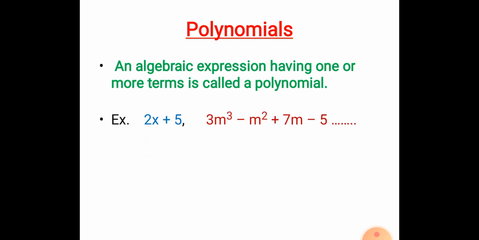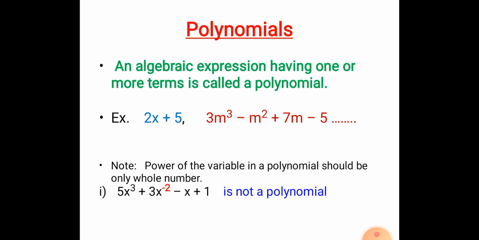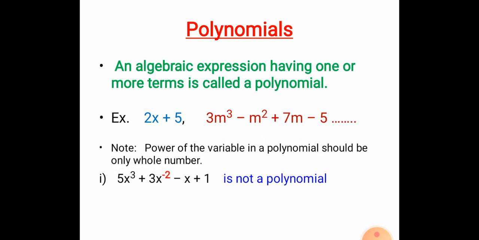Here are the two examples of polynomial. You are supposed to note one thing. The power of the variable in a polynomial should be only a whole number. In the above two examples, the powers of all the variables are positive.